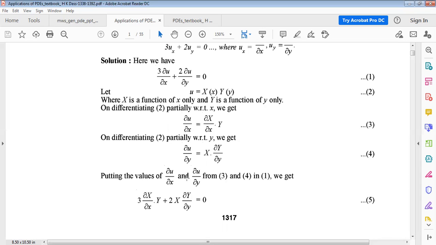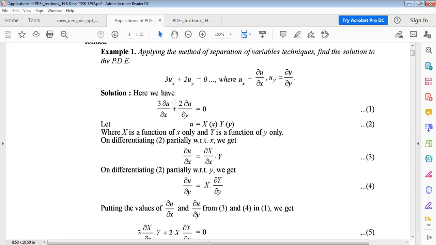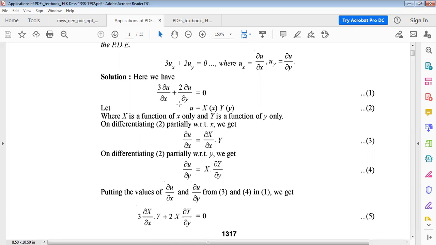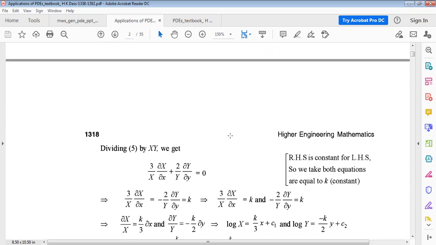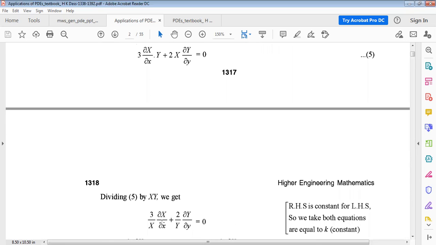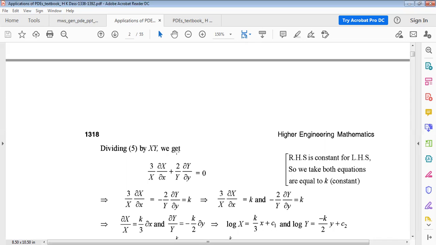Now putting these values in equation 3 and 4 into equation 1, we get 3 (∂X/∂x) Y + 2 X (∂Y/∂y) = 0. Now dividing by XY on both sides, understand? Then we get the differential equation in this form.